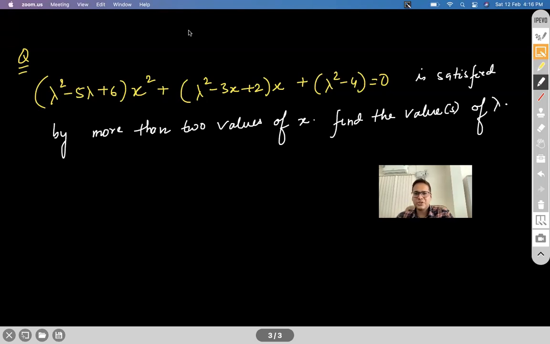Simple question based on the theory that we covered in the previous slide. I'm sure everybody can answer this. So this has more than two values of x. Yes, done. Excellent. Satya, very good.